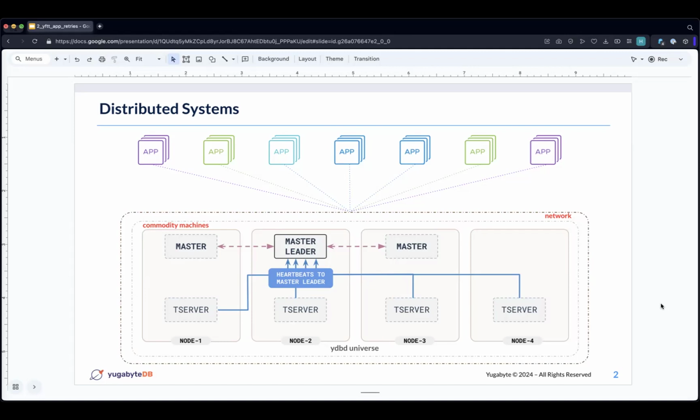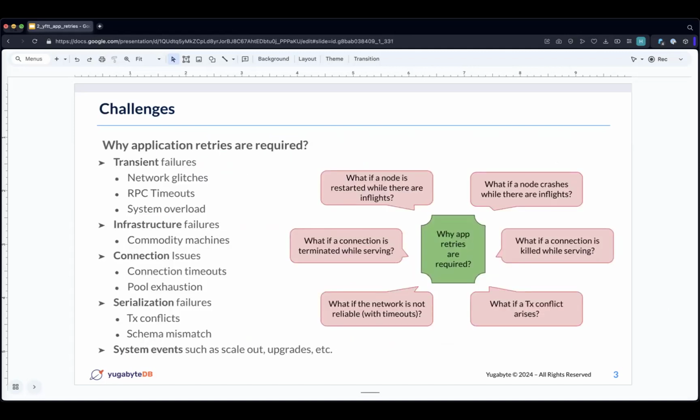If you really want to build a robust, resilient application, we need to factor in all these different exceptions that may potentially stem out of any of the moving layers in this application architecture. To give you more perspective, I've listed some of the common exception paths here. The failures could be transient. It could be because of network glitches. You might see RPC timeouts. The system may be overloaded, so it may not be accepting any incoming requests, and because of that the request could fail in the application layer. Or it could be related to infrastructure failures as well, commodity machine failures and whatnot. Or sometimes connection-related issues, connection timeouts, or connection pool exhaustion. All this could happen in a real-time application.